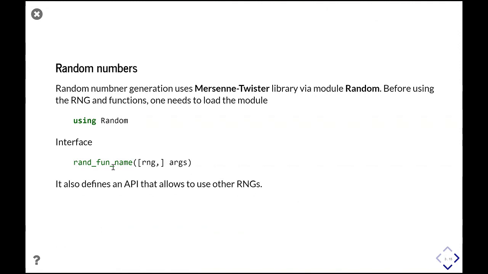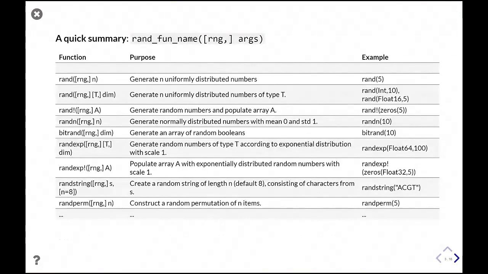The random functions in Julia were designed with a replaceable random number generator API in mind. So in the future, you can replace the random number generators and get the random numbers you want. By default, it will use the Mersenne Twister libraries as the random number generator. But this API design allows you to switch to other random number generators you prefer in the future. And here, just a quick summary of random number functions.